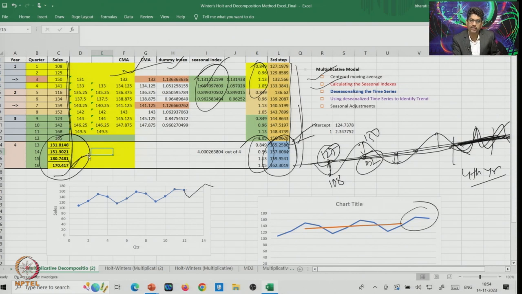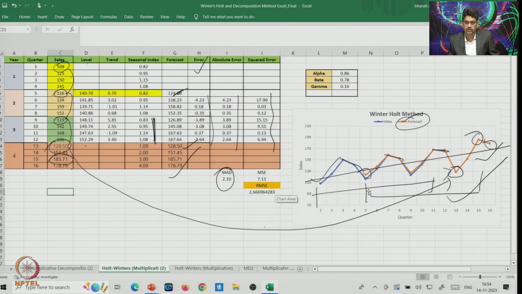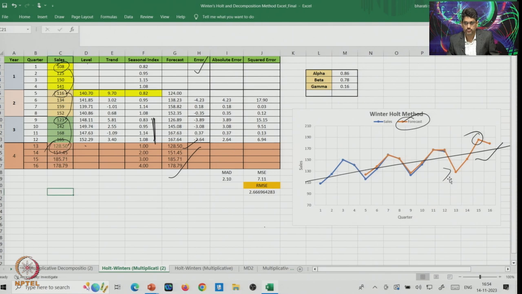It is much easier than the Winter method, but I have tried to illustrate both the Winter method and the Holt method. If you look at the graph of the Holt method here, it is also very good, right? It is also very good. Look at here, the forecast. It is also following a similar trend. Look at here, it has gone down and then up.